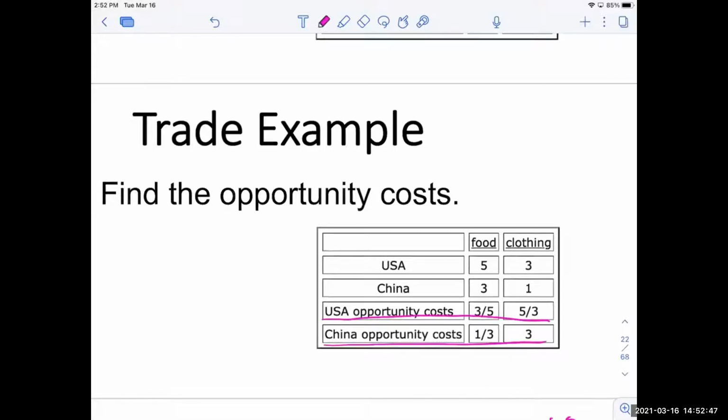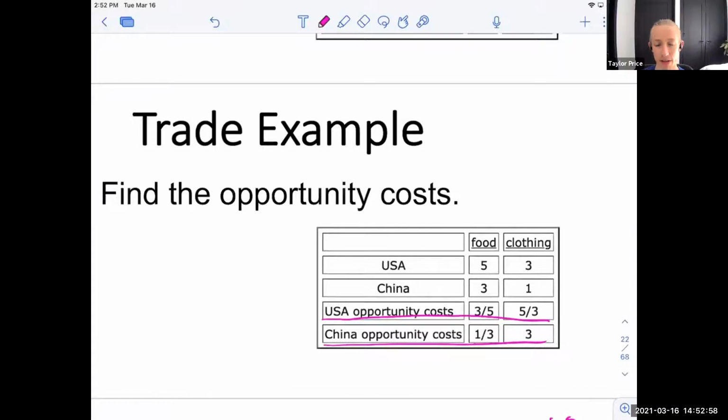So do you just do the clothing over the food for the food? And then, okay. Yeah, that's exactly correct.